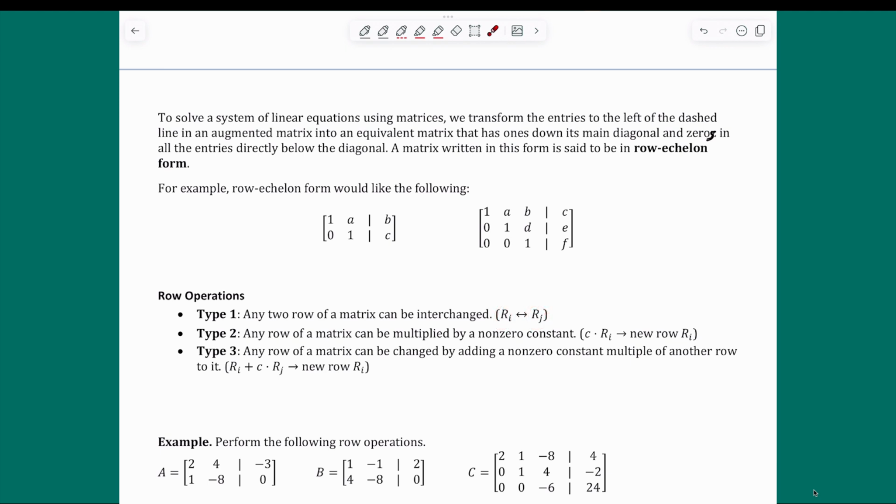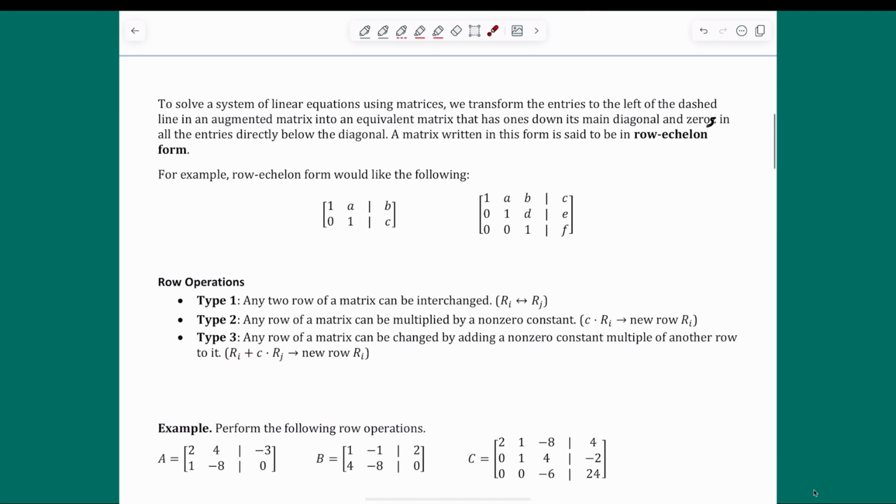Type 2, any row of a matrix can be multiplied by a non-zero constant to get a new matrix, or excuse me, a new row. So for instance, we could take any constant C and multiply a row of an augmented matrix to get a new row Ri. Type 3, any row of a matrix can be changed by adding a non-zero constant multiple of another row. So I like to say, we could take row I and then multiply row J by a constant and then add it to row I to get a new row I. Okay, and so those are the row operations.